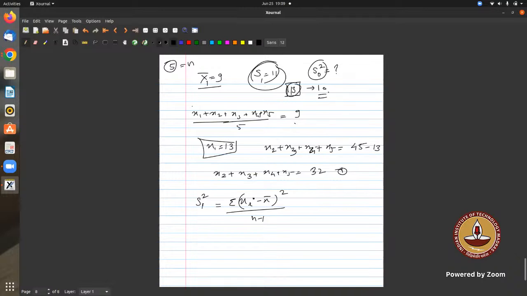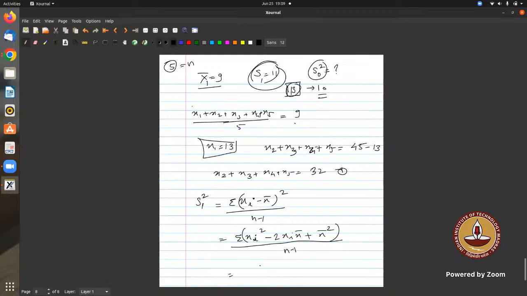So this is fine, right? But if I wanted to expand this bracket, how will I do that? x1 minus x bar plus x2 minus x bar. So it will become, in this itself, xi square plus x bar square minus 2 xi x bar. Yes, sir. Divided by n minus 1, right?